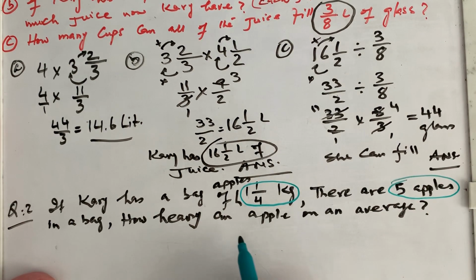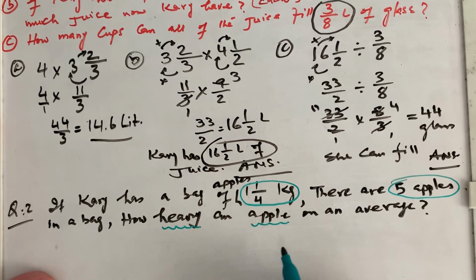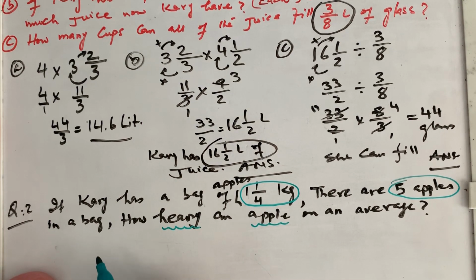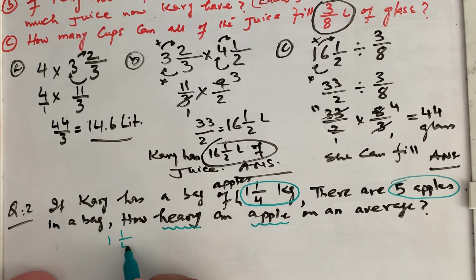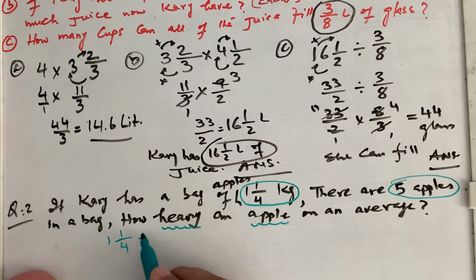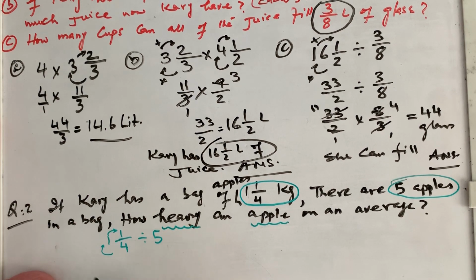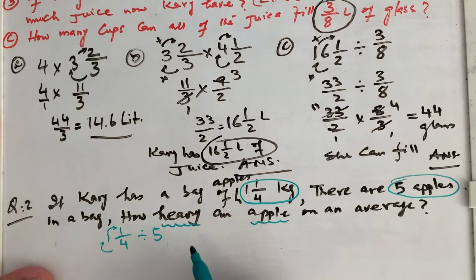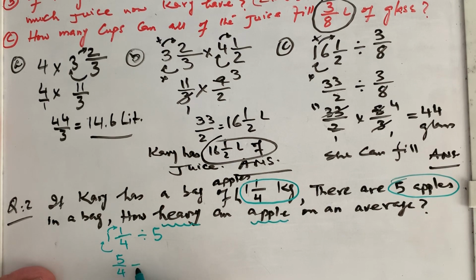So what is the question? How heavy? What is the weight of an apple, right? So you have to divide to get the weight. So you will say 1 and 1/4 kg of the bag divided by 5. And you know how to divide. So first we turn the mixed fraction into an improper fraction. So we'll say 4 ones are 4 plus 1 is 5. 5 over 4 divided by 5.